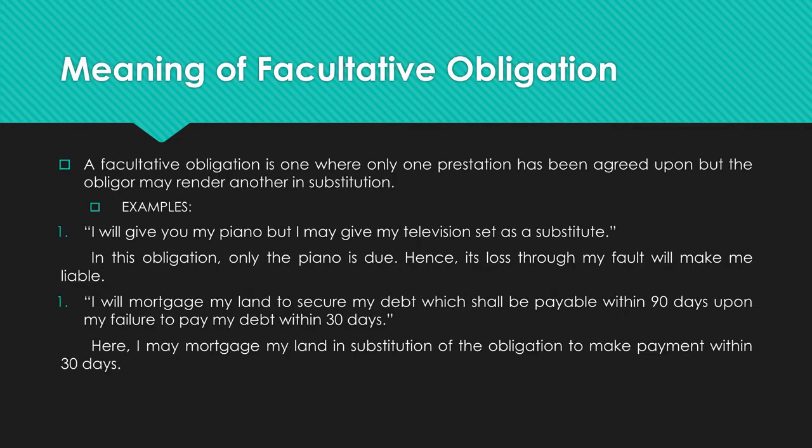Okay? So what is facultative? Again, a facultative obligation is one where only one prestation has been agreed upon, but the obligor may render another in substitution. Let's look at an example. I will give you my piano, but I may give my television set as a substitute. In this obligation, only one piano is due. Hence, its loss through my fault will make me liable.